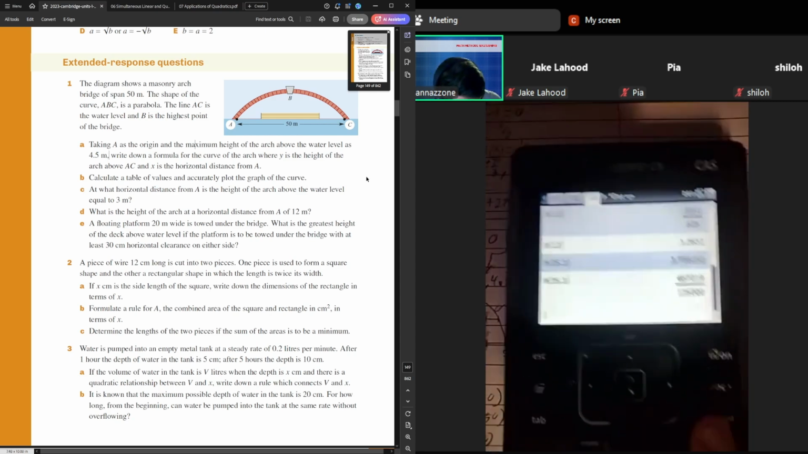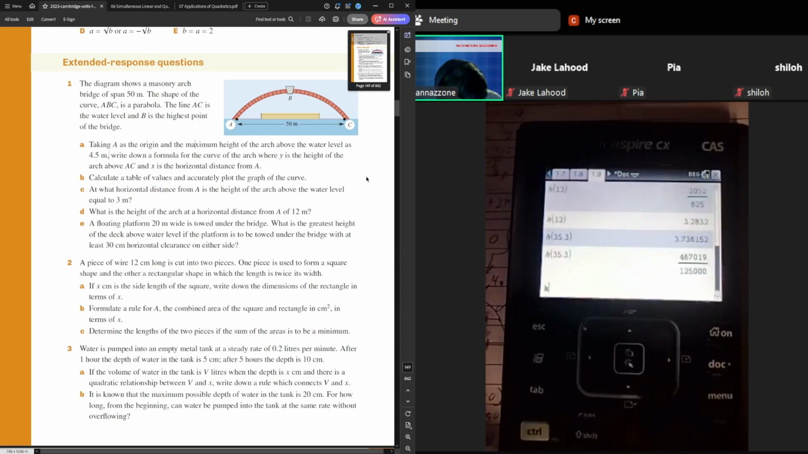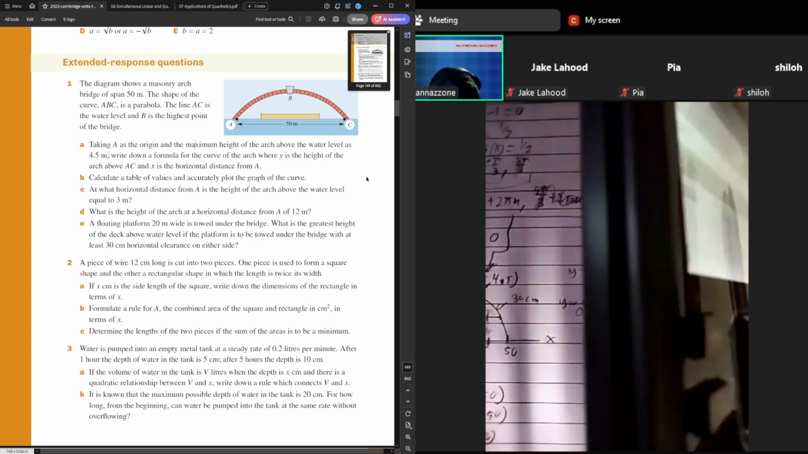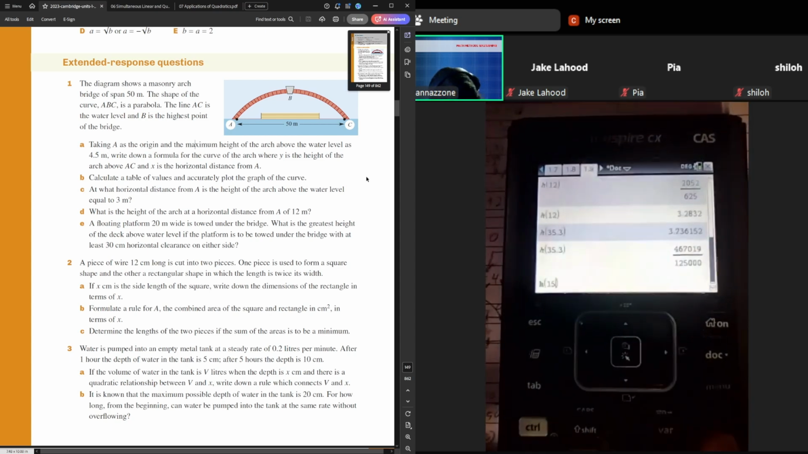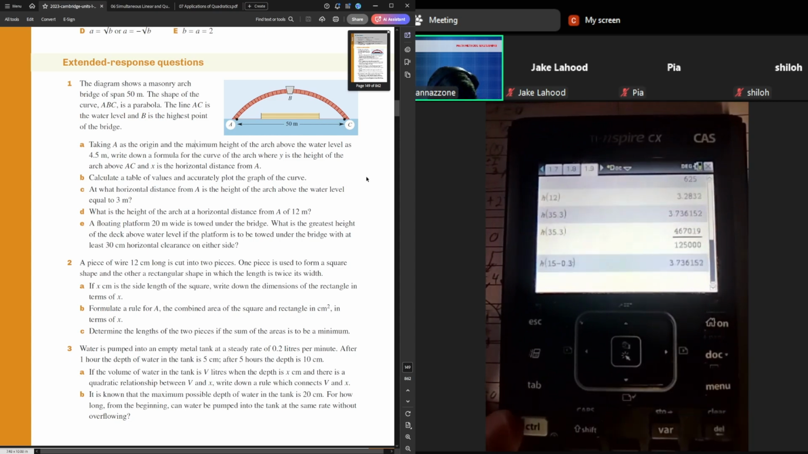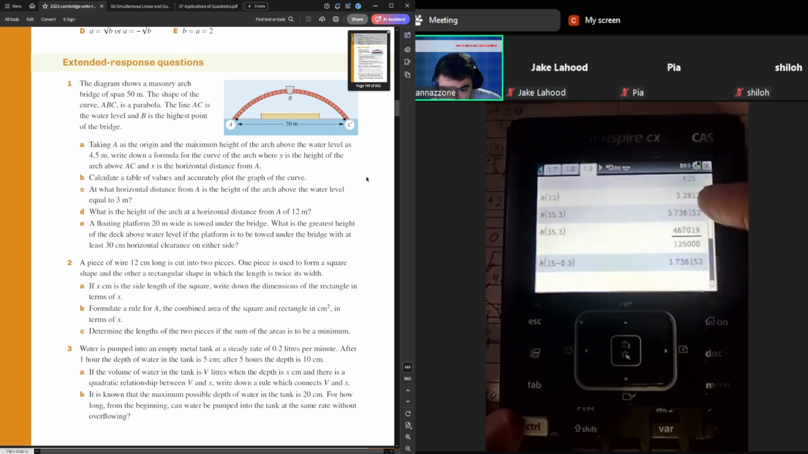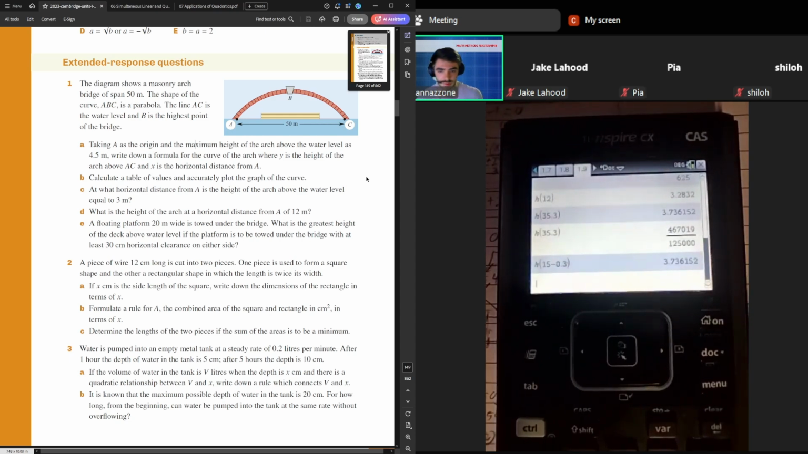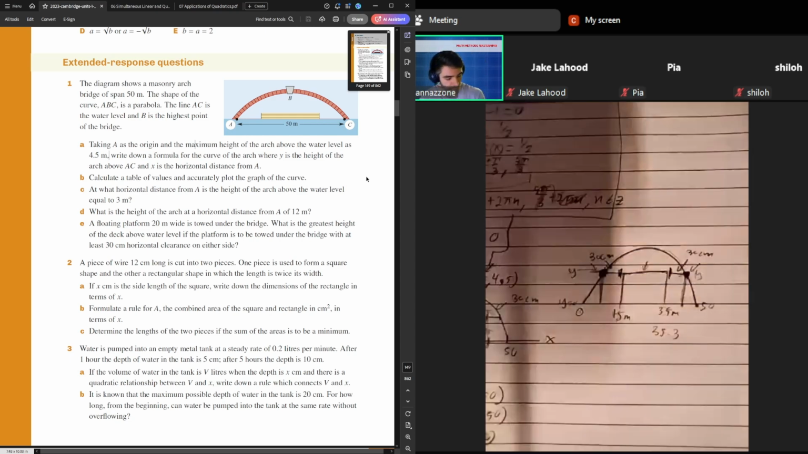So you have your 35.3, or you'd have the opposite, which is 15 minus 0.3. So again, you're going to have that exact same y value, and that becomes your height. Is it at all clear why that's the height?